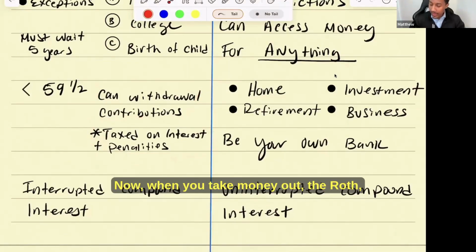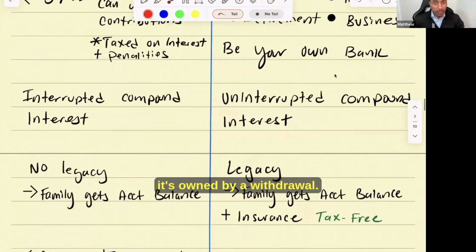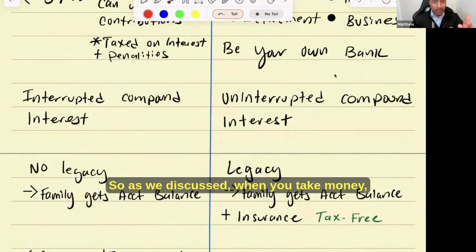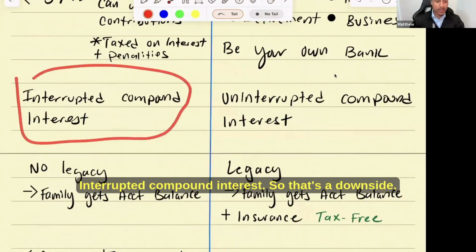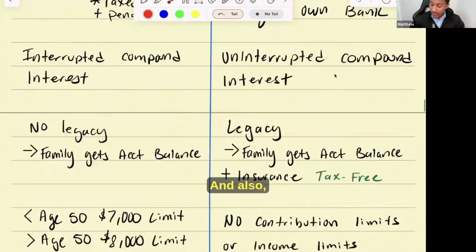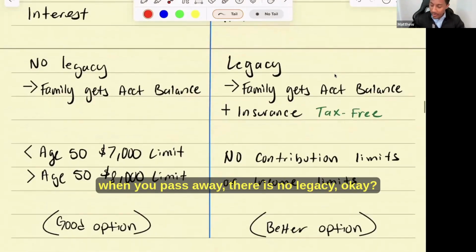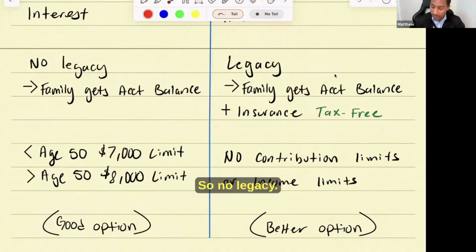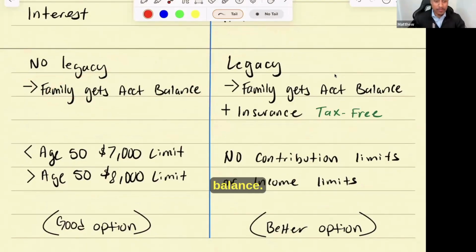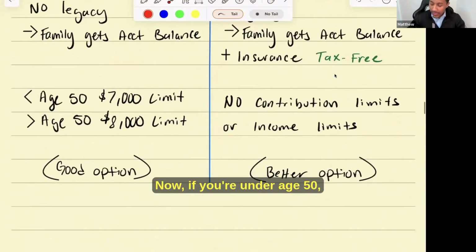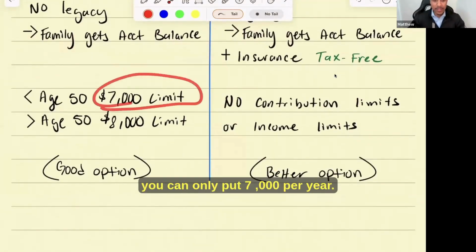All right. Now, when you take money out of the Roth, it's done by a withdrawal. So, as we discussed, when you take money from a withdrawal, you're interrupting the compounding, okay? Interrupted compound interest. So that's the downside. And also, when you pass away, there is no legacy. It's whatever is inside the account at the time, so no legacy. The family gets the leftover account balance. Now, if you're under age 50, you can only put in 7,000 per year.